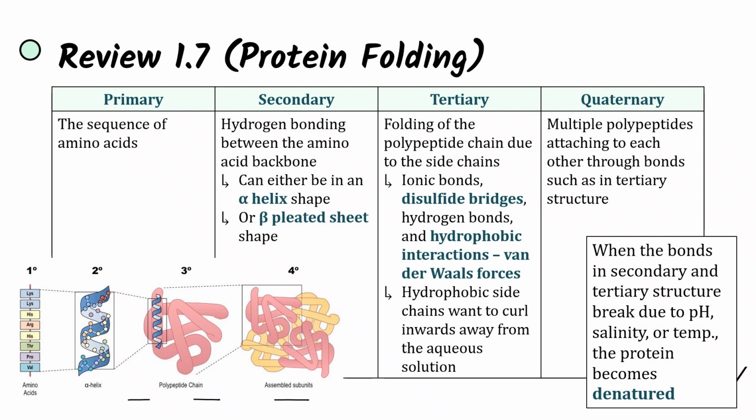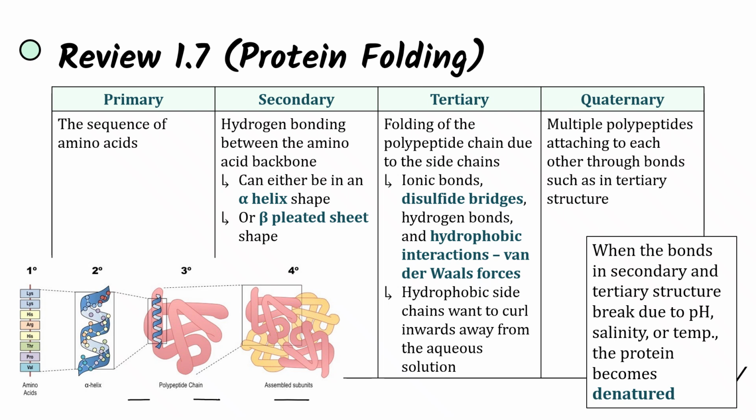And they can attach to each other in the same way as in tertiary structure: ionic bonds, disulfide bridges, hydrogen bonds, and hydrophobic interactions. Now, when the bonds in secondary and tertiary, and obviously quaternary as well, structure break due to a change in pH, salinity, or temperature, the protein becomes denatured.